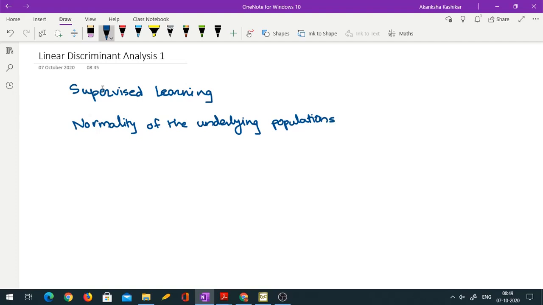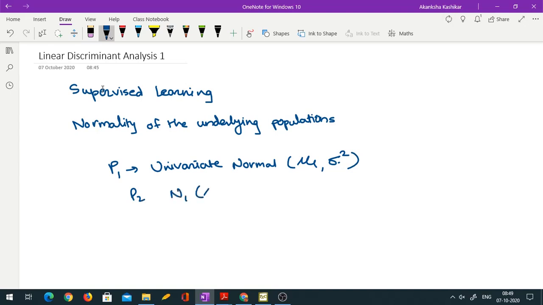So let me try to first explain the concept. For the sake of simplicity, let me consider that I have univariate normal populations, so that I can draw pictures. I have a first univariate normal population P1 with mean mu1 and variance sigma square, and P2 is the second population with mean mu2 and variance sigma square. Another assumption of discriminant analysis is that the underlying populations are supposed to have equal variances.